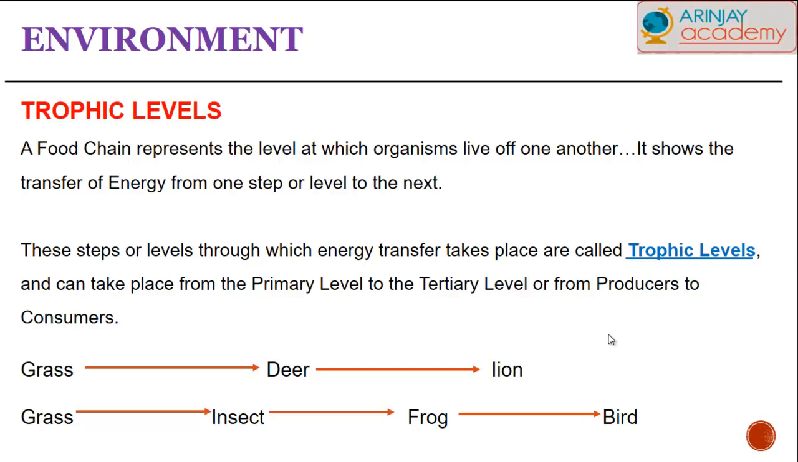And it can take place, as we'll look at further in the diagram, from the primary level to the tertiary level, meaning to say from the producers to the consumers. So in the food chain, producer is the grass, consumers are the deer and the lion. So the primary level is the grass, which will move on to the tertiary level, which will become the lion, or in the second diagram, the bird.